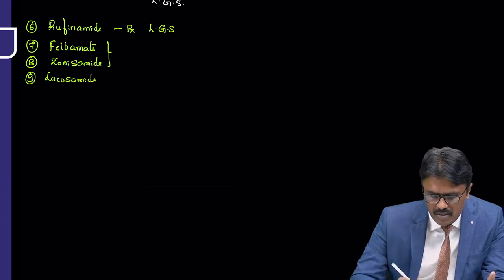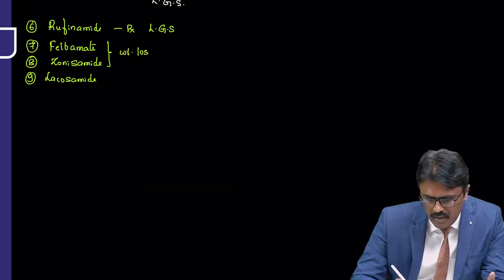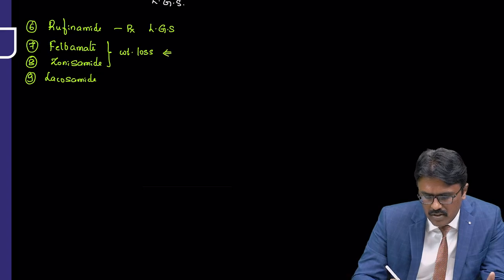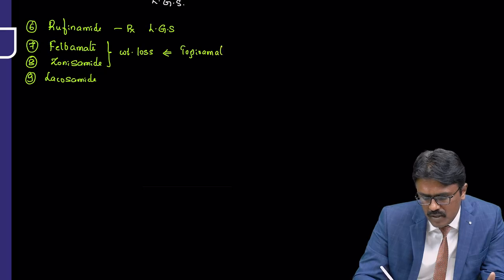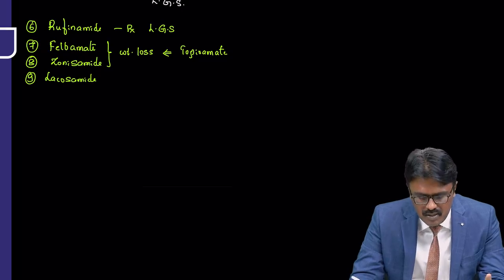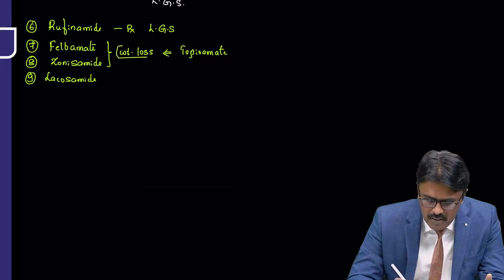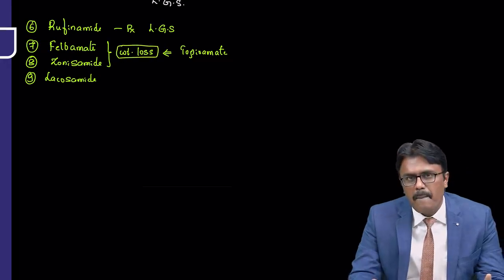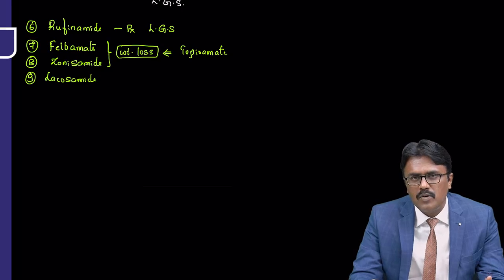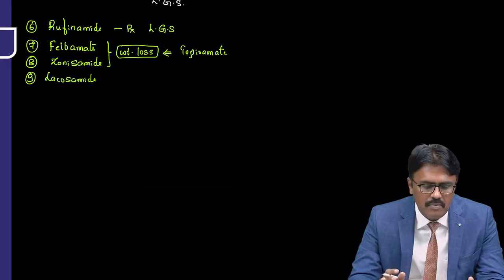So felbamate and zonisamide, they can cause weight loss. So what is another drug which can cause weight loss is topiramate. So in anti-epileptic therapies, the drugs which cause weight loss are felbamate, zonisamide as well as topiramate. All these three drugs can cause weight loss. So this is about the drugs which block sodium channel, and you have to keep them in your mind.